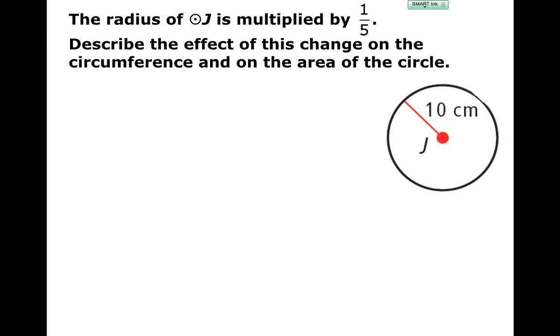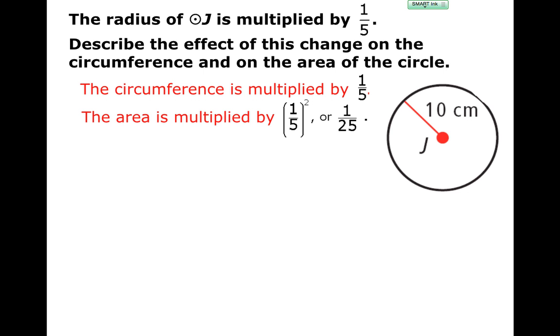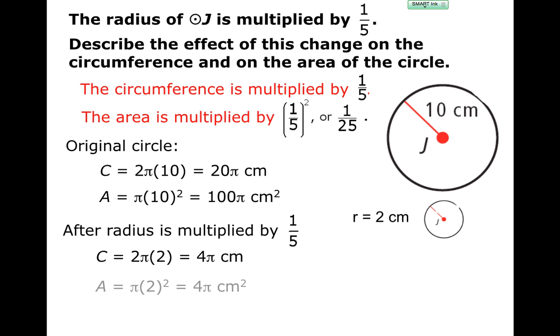Multiplied by 1/5. Area multiplied by, square that, so 1/25. Right. And just to prove, there's the calculations. It got 1/5 as much on the circumference and 1/25 as much on that area.